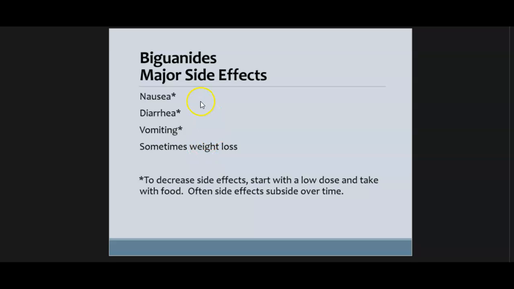The major side effects of the biguanides are nausea, diarrhea, and vomiting. Sometimes patients lose weight when they take the biguanides. To decrease the side effects, they usually start with a low dose and ramp it up and take it with food, and patients do better. The side effects will go away as their bodies get used to dealing with the medication.